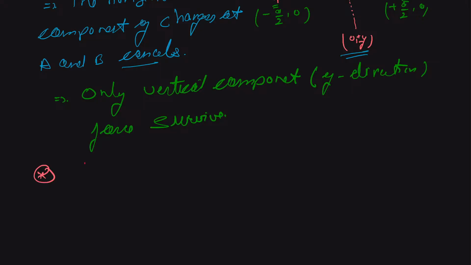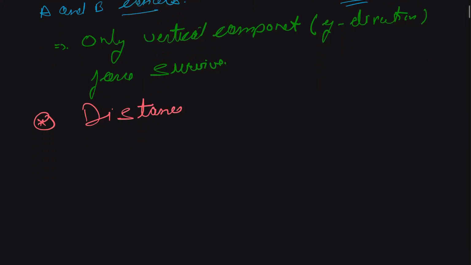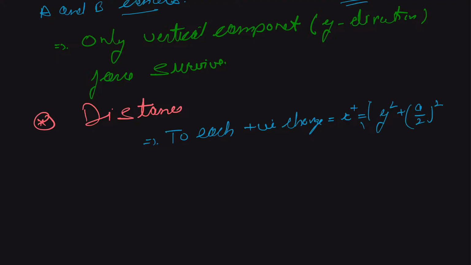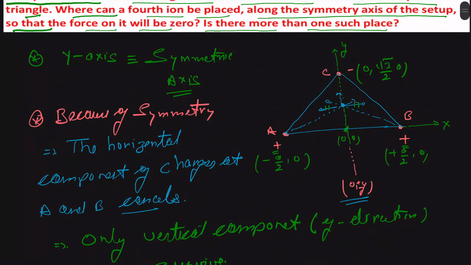Therefore, we can say that first of all we are going to find out the distance to each positive charge. Let us call this R positive, and it will be the square root of y squared plus (a by 2) whole squared, because we know in the question it is given that this test ion will always be placed on the symmetric axis, that is the y axis.